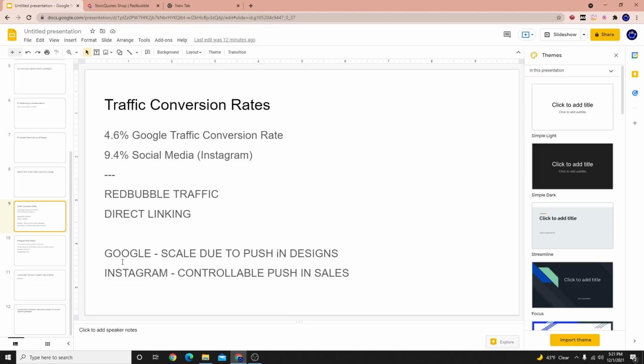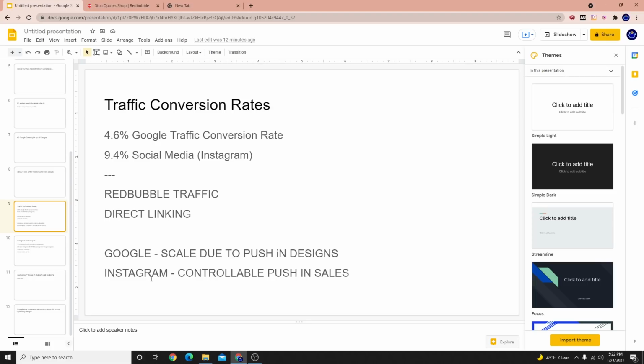If you're getting 1,000 visits to your store per day from Google, you're going to get about 10 sales at the minimum per day from Google. So if you want more sales, like I said, put out more designs and keep Google in mind.